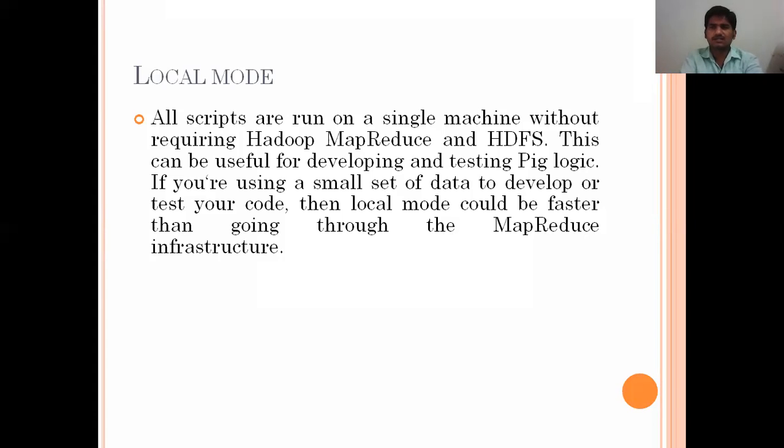So whether the logic is correct. Before we dump these statements into a Hadoop system, we are going to check whether it is properly tested and properly executing or not. Then the local mode can be faster than going through a MapReduce infrastructure. Yes, sir. So instead of running the whole program, we check one part for whether it is properly running or not. So in local mode, we are going to be testing small things. Then the local mode is faster compared to MapReduce.